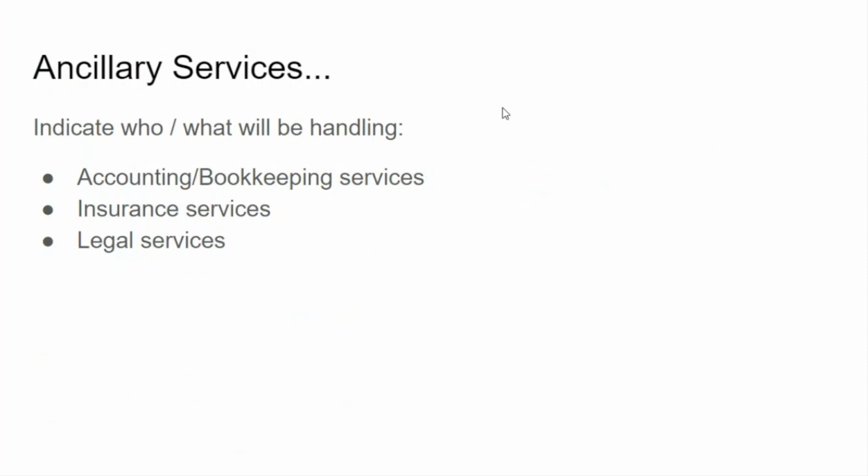And then you've got what I call ancillary services, which are not really directly related to your manufacturing process, but you need an accountant. You need insurance services. You need legal services. Who are you going to get to do that? So your operations plan really should include who you're going to have do these sorts of things. It forces you to think about who you could potentially hire or contract to do this work.